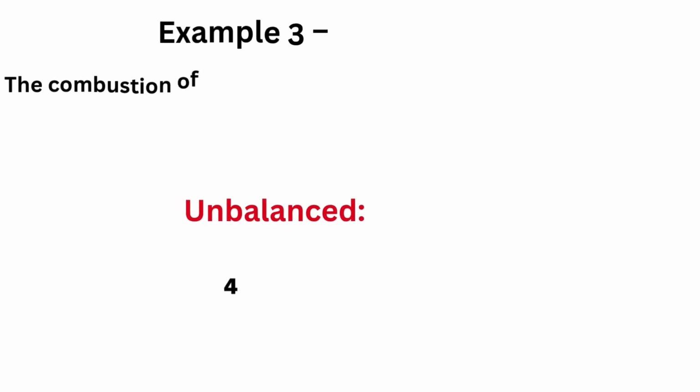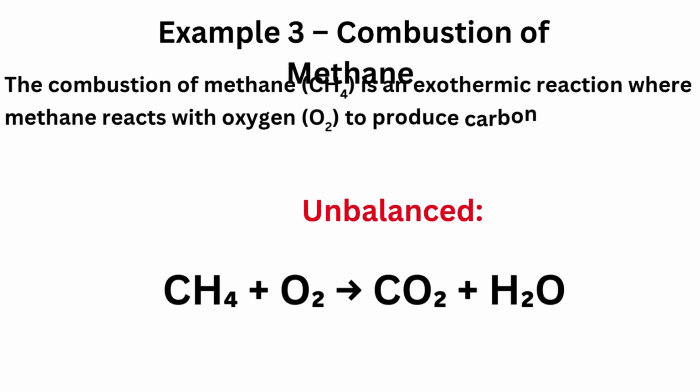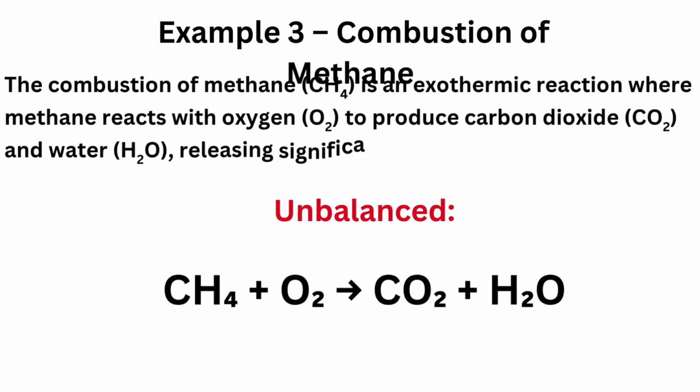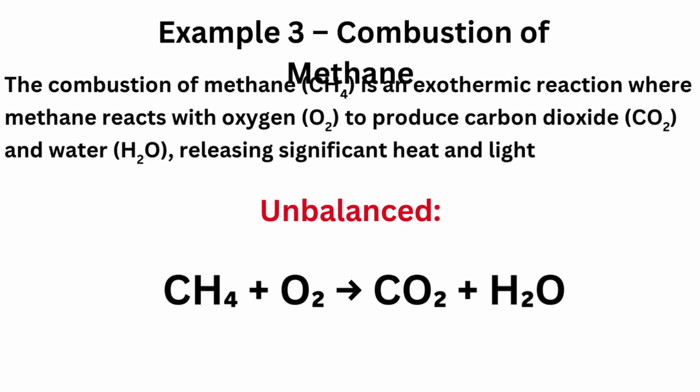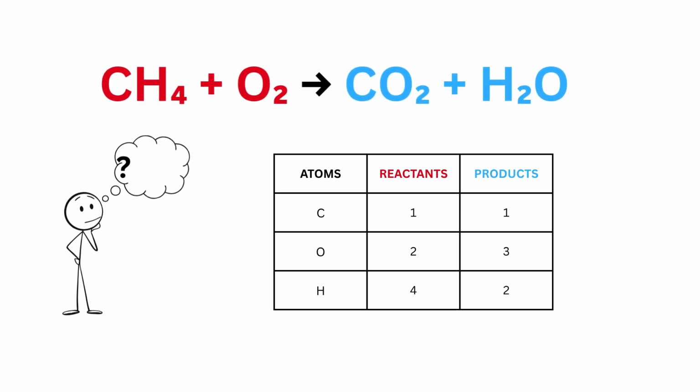Combustion of hydrocarbons is an exothermic reaction that releases significant heat and light. These reactions always produce carbon dioxide and water. First, we tabulate and compare the number of each atom on both the reactant and product sides of the equation.